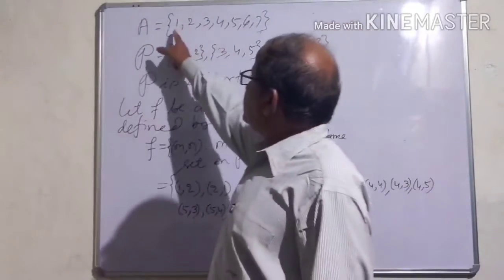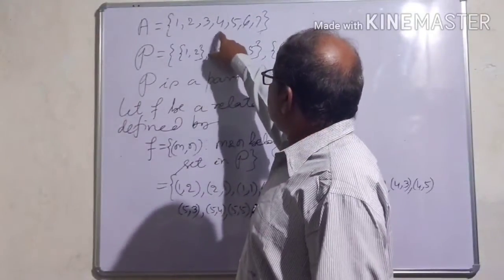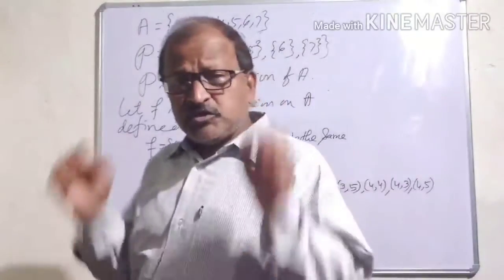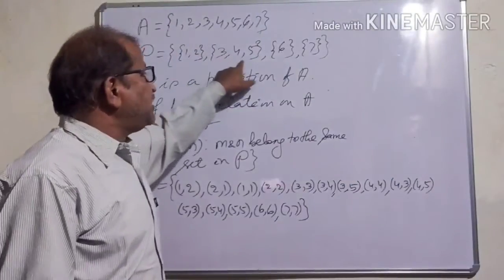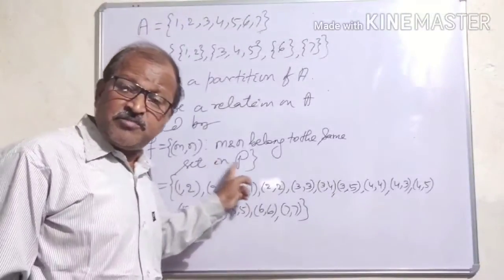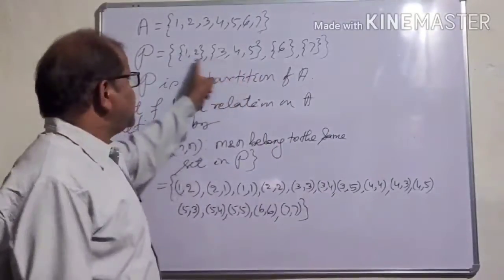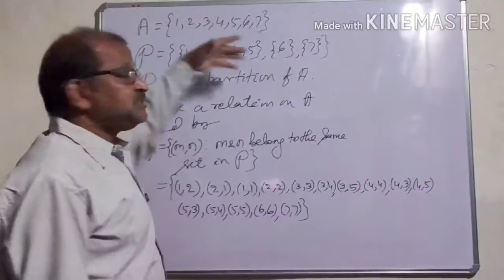3 cannot be related to 1. Why? Because 1 is not in the set where 3 is present. In the partition P we have written it is so. In the sets of P, the set in which 3 is present does not contain 1.